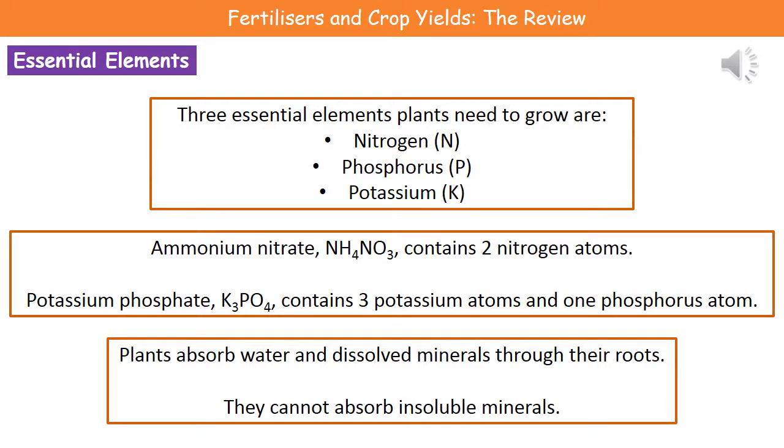Welcome to our review on fertilizers and crop yields. First thing we need to understand then is that plants need certain things to grow, and what they need are three essential elements: nitrogen, phosphorus and potassium.